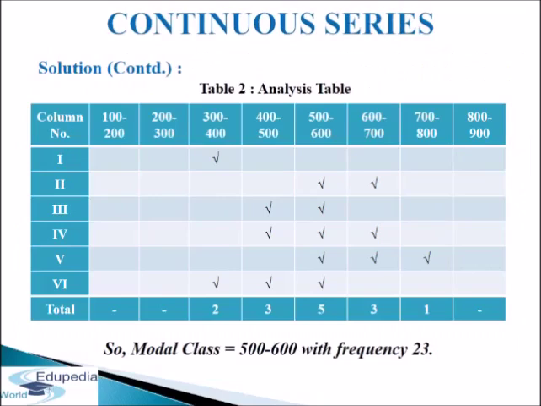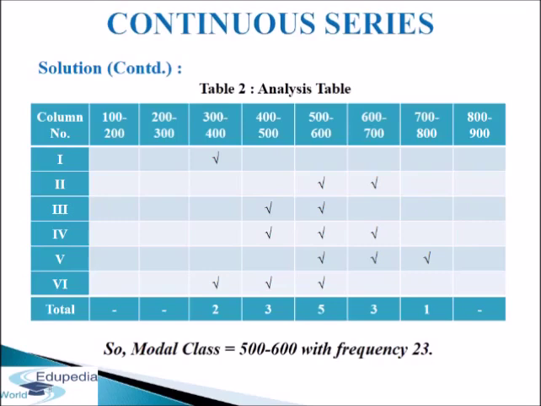After making grouping table, now we will make table number 2, that is analysis table. This we have discussed earlier also, how the analysis table is made in discrete series. On the left hand side we will write column numbers and on the right hand side we will write the probable modal classes. So let's start with column number 1. As in grouping table, by inspection we can say that the highest frequency is 25, which is in class interval of 300 to 400. So we will put a tick mark against 300 to 400.